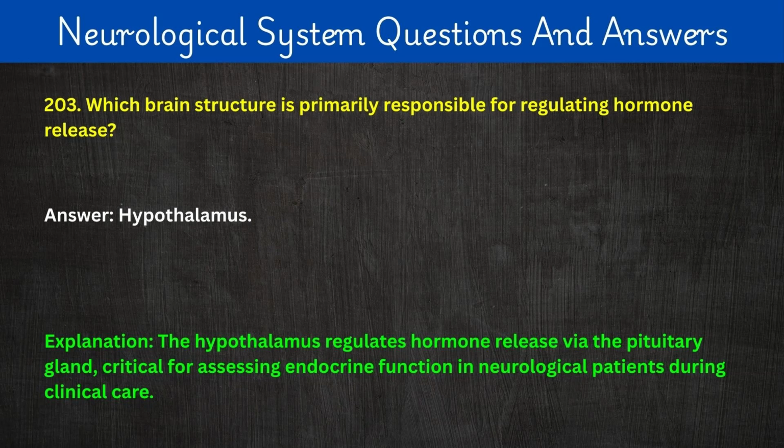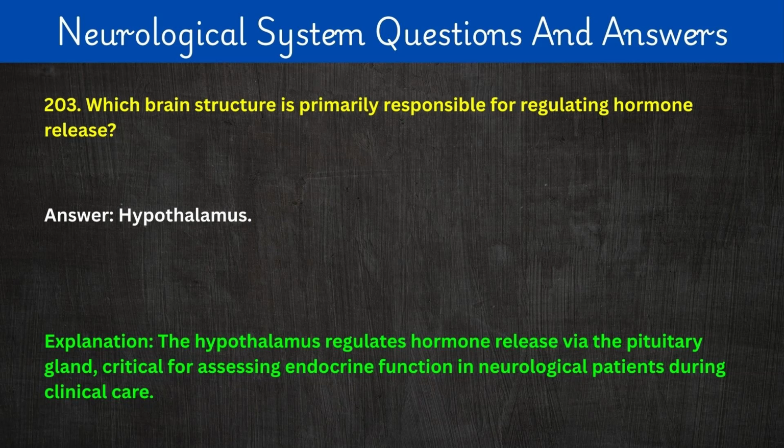203. Which brain structure is primarily responsible for regulating hormone release? Answer: hypothalamus. Explanation: the hypothalamus regulates hormone release via the pituitary gland, critical for assessing endocrine function in neurological patients during clinical care.